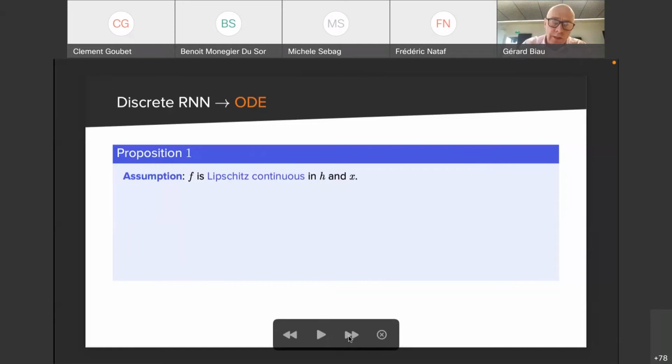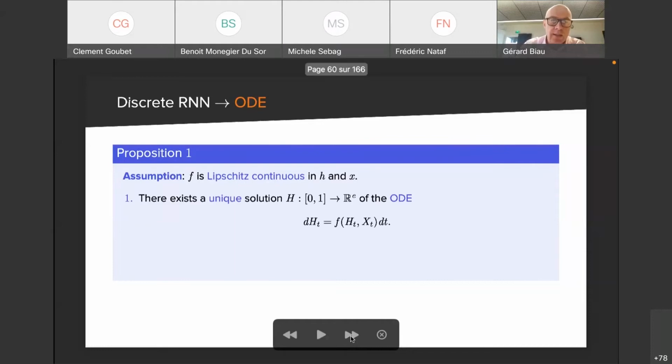So assume that f is Lipschitz in h and x, and we'll see that for the feed-forward networks, this is the case. So first, there exists a unique solution of the ODE, so the problem is well defined. If you look at the ODE associated to the network, then it has one unique solution. And moreover, if you look at the discretized version of this solution, you recover the hidden points that you have measured on the network, up to a constant 1/t. So the problem is well defined. We can safely pass from discrete time to continuous time. That's essentially what this proposition says.